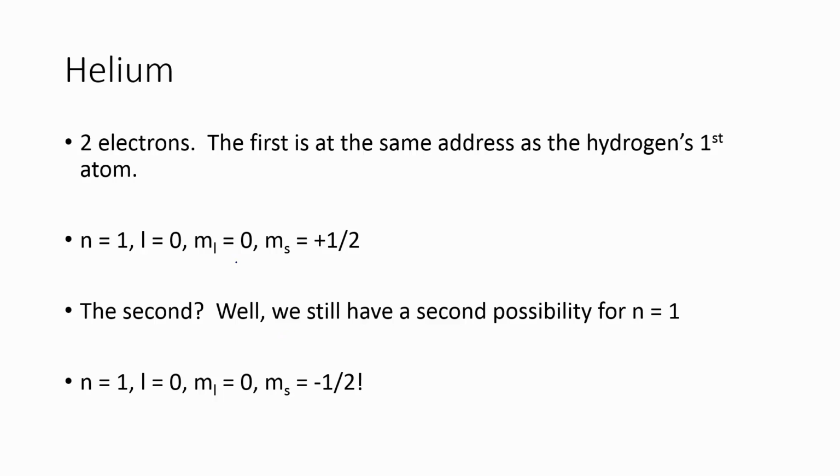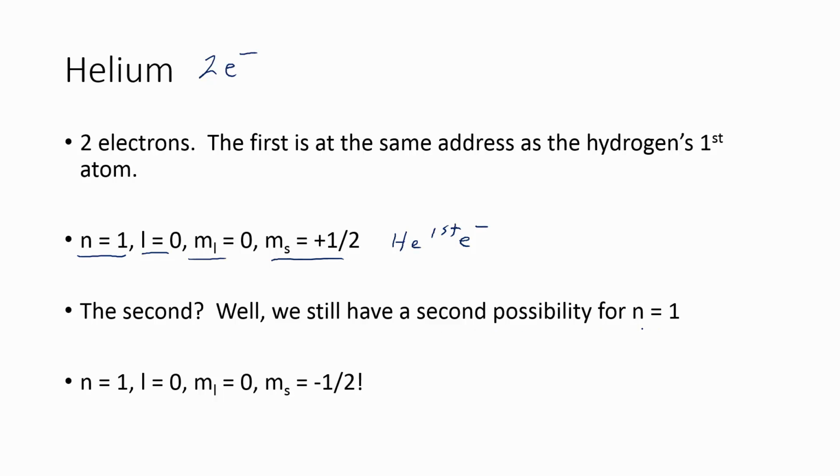Okay, so helium has 2 electrons. So where do they reside? What's their address in space? Well, n equals 1, L equals 0, M sub L equals 0, M sub S equals 1/2. That was hydrogen's first electron, and it's also helium's first electron as well. Okay, well, where's the second one?